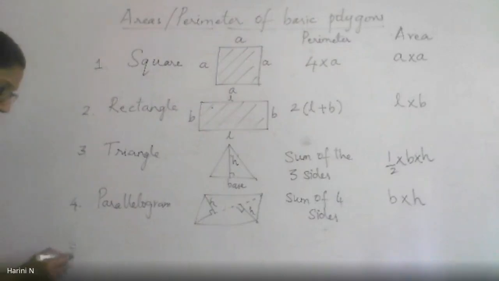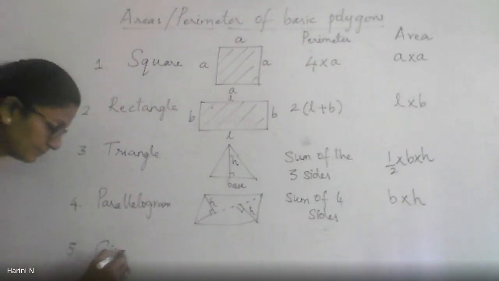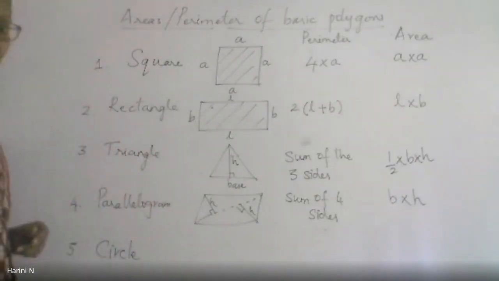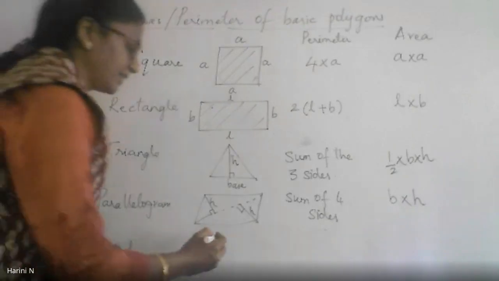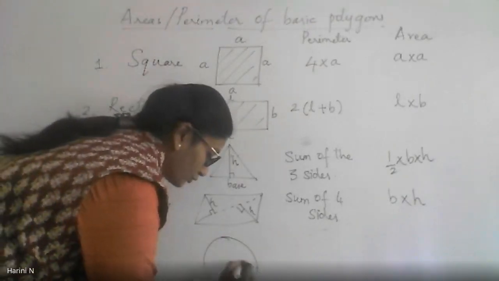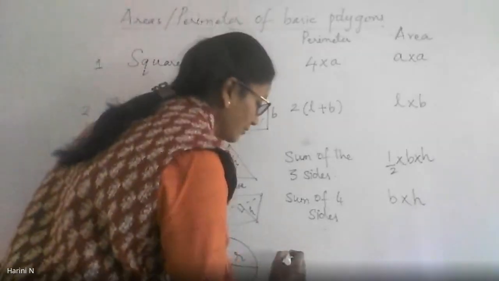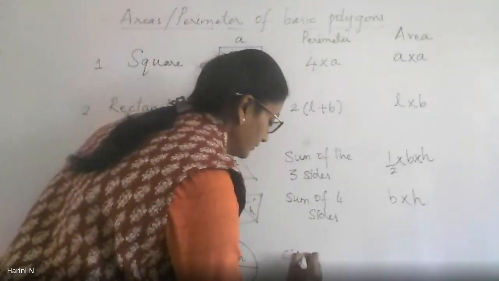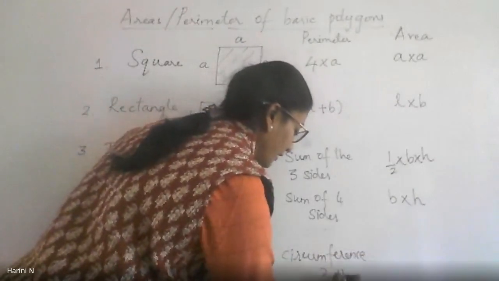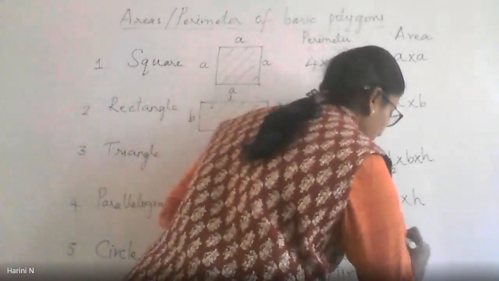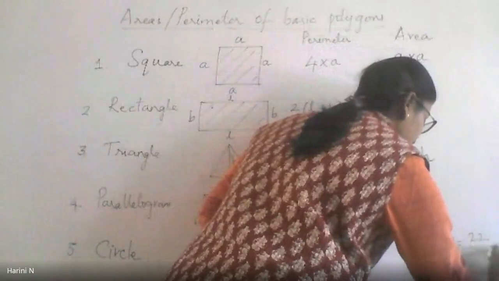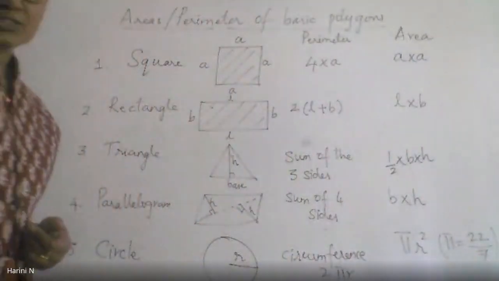And the last one that we have seen was the circle. Now with respect to a circle, we will see it differently because it is not a polygon, it does not have any straight edge. But still, I think we have derived this formula and experimentally you should have verified also that the perimeter for a circle is called its circumference. That is, the boundary of the circle is 2 pi r and the area is pi r square, where pi is equal to 22 by 7. Alright, so this much you should be able to recall.